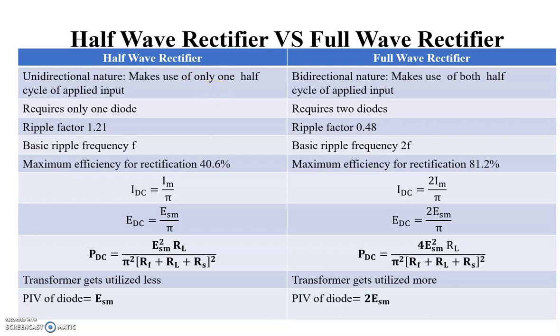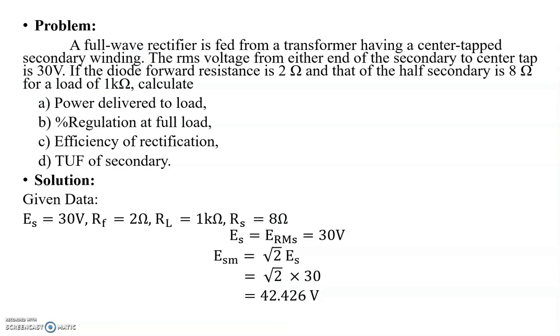The problem statement is: a full wave rectifier is fed from a transformer having a center tapped secondary winding. The RMS voltage from either end of the secondary to the center tap is 30 volt. If the diode forward resistance is 2 ohm and that of the half secondary is 8 ohm, for a load of 1 kilo ohm, calculate the power delivered to the load.